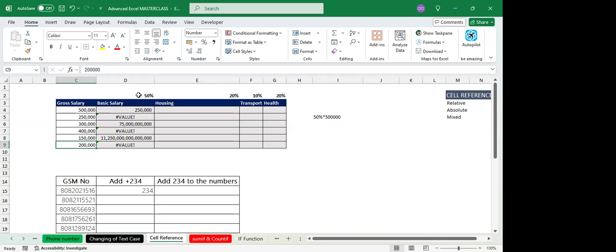So I want to do my computation such that I will continue to reference this static D2. And to achieve that, it means that I must lock the 50%. I must lock the cell, the D2 itself. I must lock it. Please, do you understand to that point?